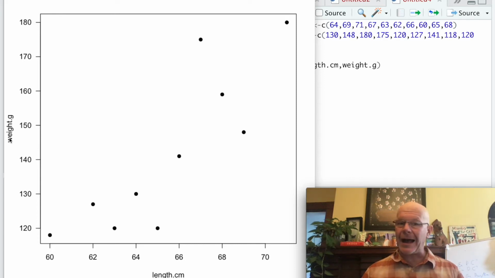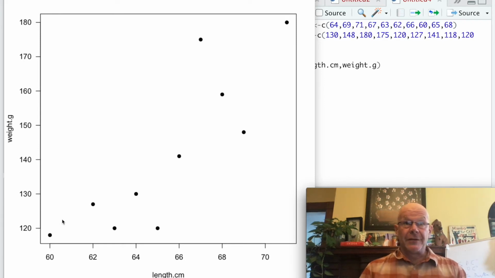And so we could eyeball that and say, well, it certainly looks like as length increases, weight increases. Or inversely, as weight increases, length increases, and as they both decrease, they both decrease together, right? And so we could eyeball that and say, well, it certainly looks like they covary, and they seem to covary in a positive way, meaning that they're both going up at the same time and they're both going down at the same time.